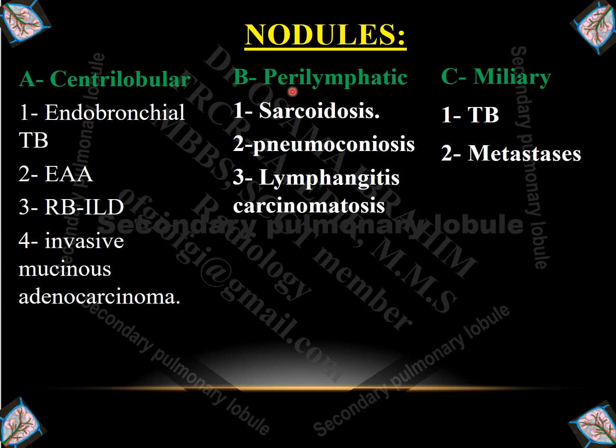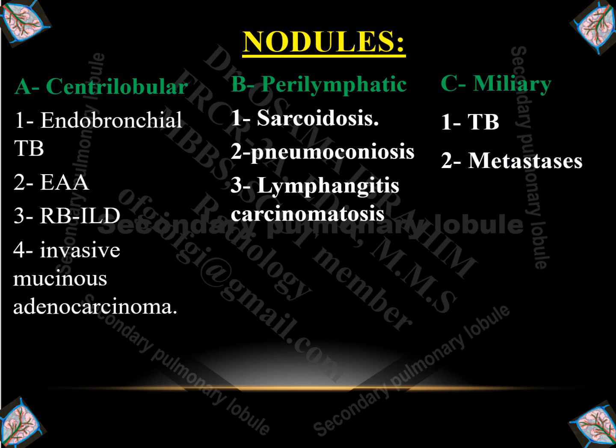However, if the nodules are perilymphatic, the main diagnosis is sarcoidosis or lymphangitis carcinomatosis. Sometimes pneumoconiosis causes these nodules if the nodules are dense and there is a history of work like coal miners or silicosis. If the nodules are randomly distributed, they are considered miliary nodules, occurring with miliary TB or miliary metastasis if we have a primary to explain this miliary metastasis.